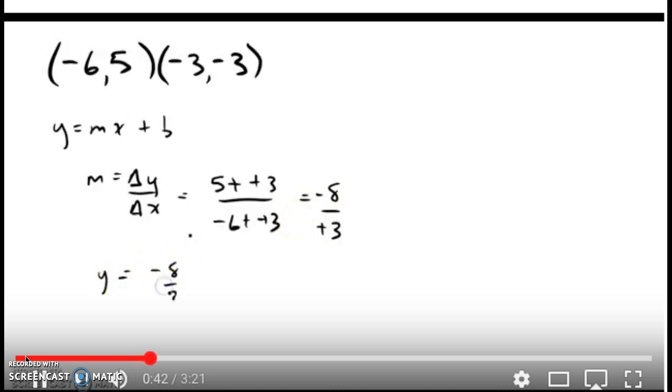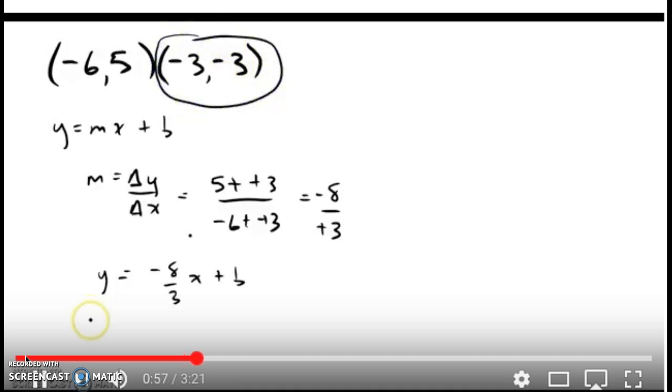So now we're going to write our equation with the slope in, and we're going to try to find our y-intercept. So we're going to pick the easier point out of the 2 points that were given. I think the (-3, 3) is an easier point to work with. So our y is 3, and our x is -3. And now we solve for b. We figure out what b is.